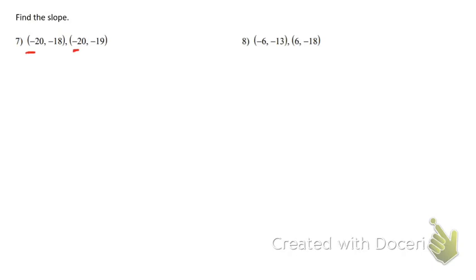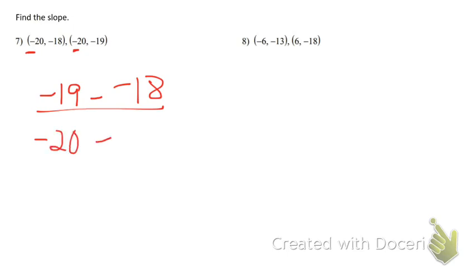So if I subtract rise over run, y's come first. So I do negative 19 minus a negative 18. But on the bottom, negative 20 minus negative 20. Hopefully you don't even have to think about that. When the numbers are the same and you subtract the same number, you're going to get 0. I will show you that work, but you should be able to see it right away. So negative 20 plus 20, yep, that's a 0, and it's on the bottom.